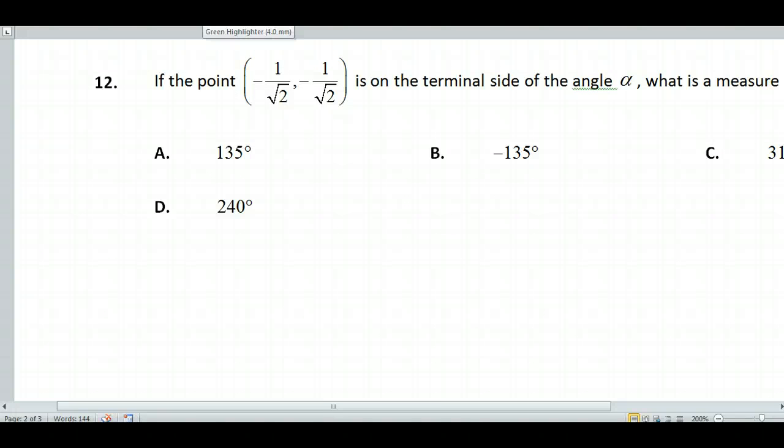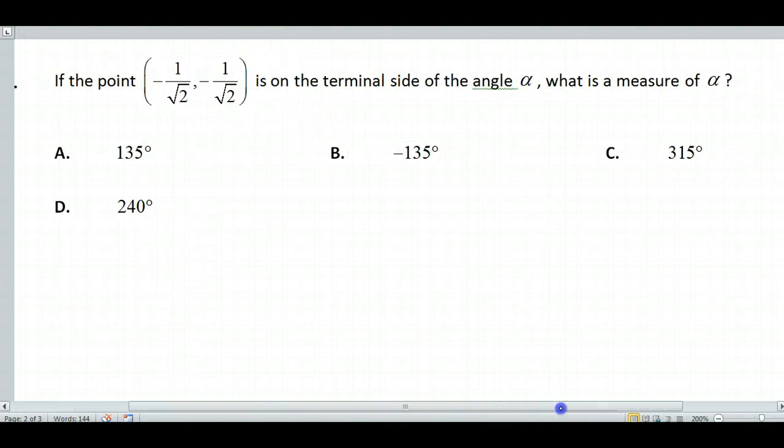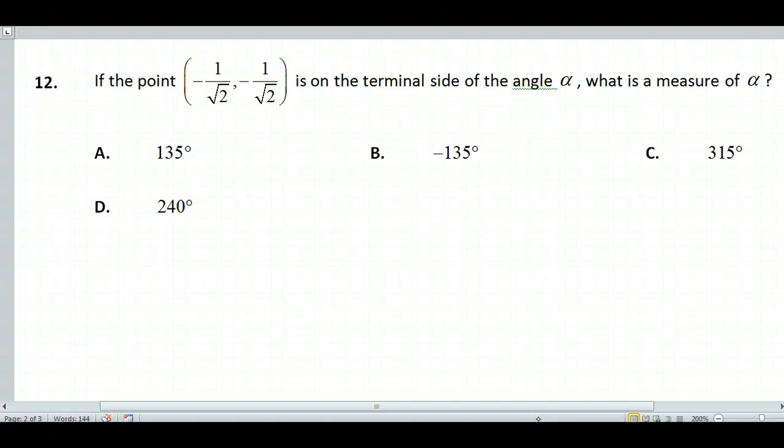All right, question 12. This point is on the terminal side of the angle alpha. What is the measure of alpha? Well, you really have to recognize the point right here. I know these two values are outputs of cosine and sine, and the angle is like pi over 4, or 45 degrees. I mean, I'm dealing with two outputs of cosine and sine, right?